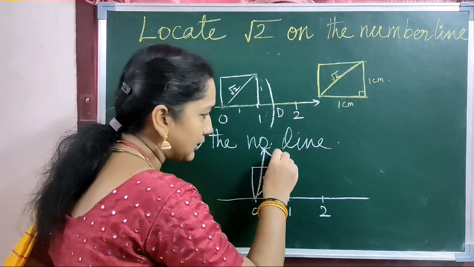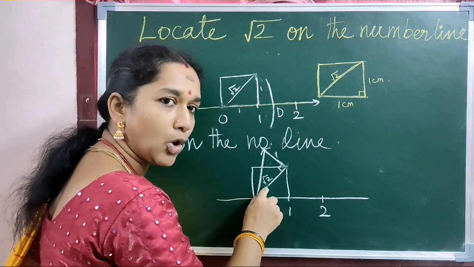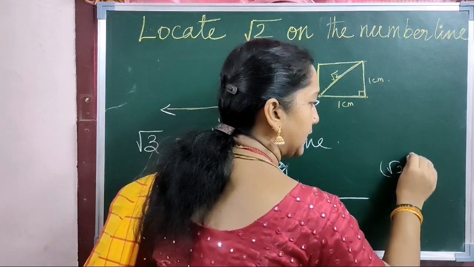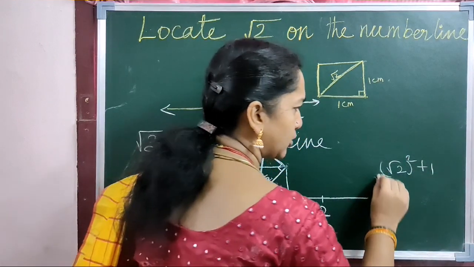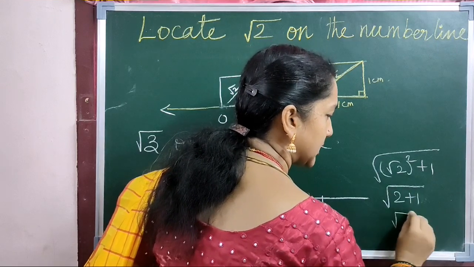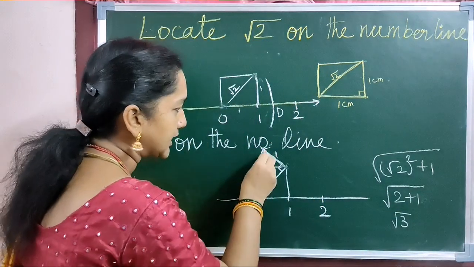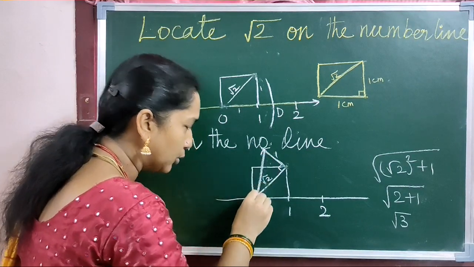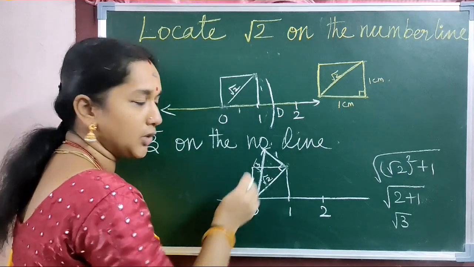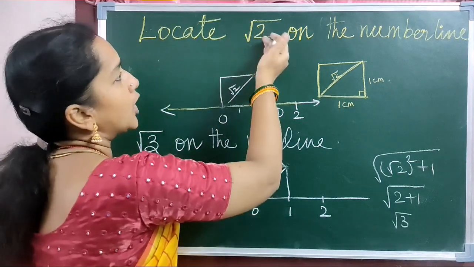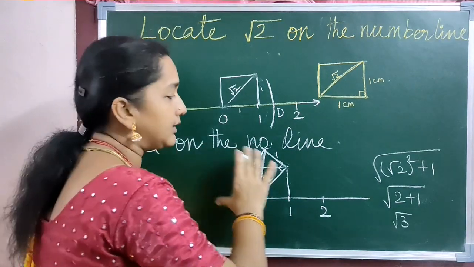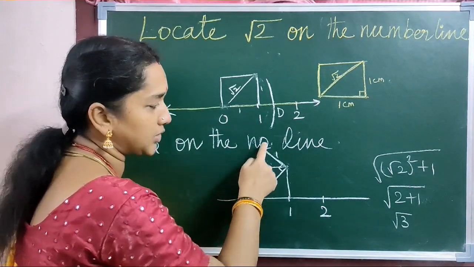As usual, this is a right angle triangle. This one is root 2. This measurement is 1 centimeter. So root 2 the whole square is 2. Pythagoras theorem: root 2 the whole square plus 1. What is root 2 the whole square? 2. 2 plus 1 is 3, so the hypotenuse is root 3. This line is root 3. Like this, if you keep moving on with the same procedure, whatever root values there are, you can represent that number on the number line.